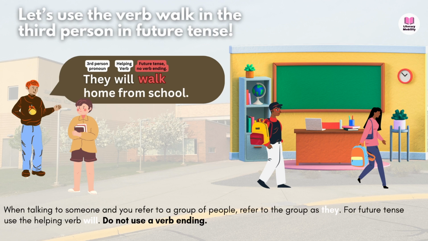Let's use the verb walk in third person in future tense. They will walk home from school. When talking to someone and you refer to a group of people, refer to the group as they. For future tense, use the helping verb will. Do not use a verb ending.